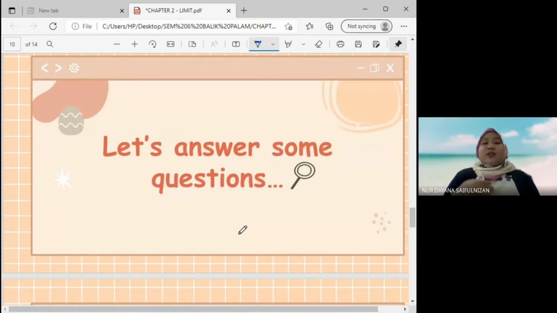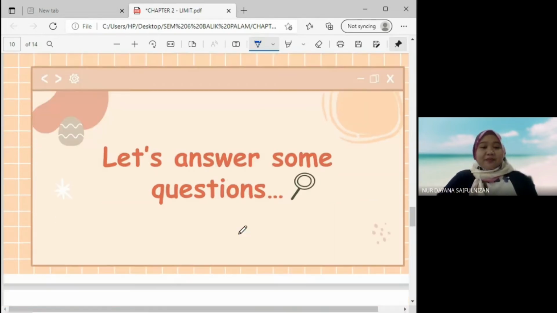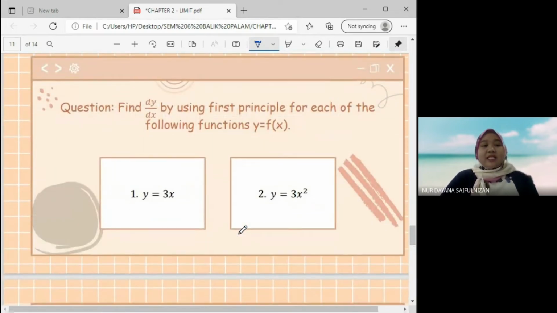So to make you clear about this, let's relate while answer some questions. So here is the question. Find delta y over delta x by using first principle for each of the following functions y equal to f(x). The first question is y equal to 3x, and the second question is y equal to 3x squared. Let's take a look at the first question first.